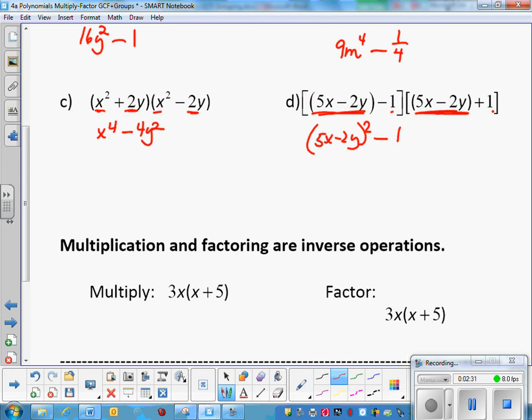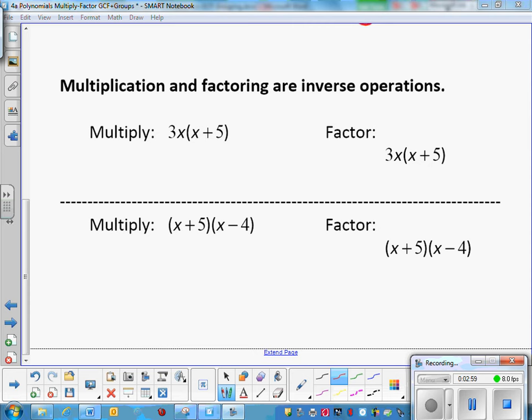So when I use my squaring technique on this, that's going to be 25x squared. I'm going to multiply it and get negative 10xy and double it. So minus 20xy. And then last term, it's going to be plus 4y squared. And then my minus 1 that's stuck on the end there. And again, I don't see any like terms.